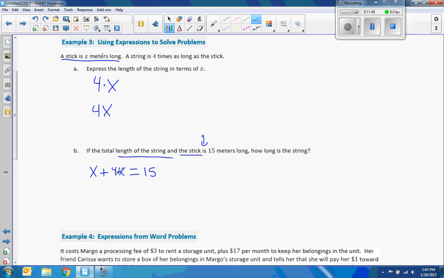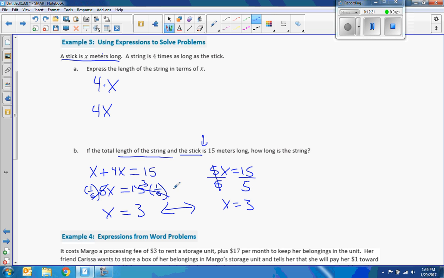We can add these like terms. 1x plus 4x equals 5x equals 15. And you can either show this as multiplying by 1/5, its reciprocal, on both sides, or if you had 5x equals 15, you can simply divide by what you're multiplying by. Whichever you choose is fine, because this is going to cancel, and that's going to become true. So we get the same answer either way you look at it. Divide by 5 or multiply by 1/5. Okay? So how long is the string?